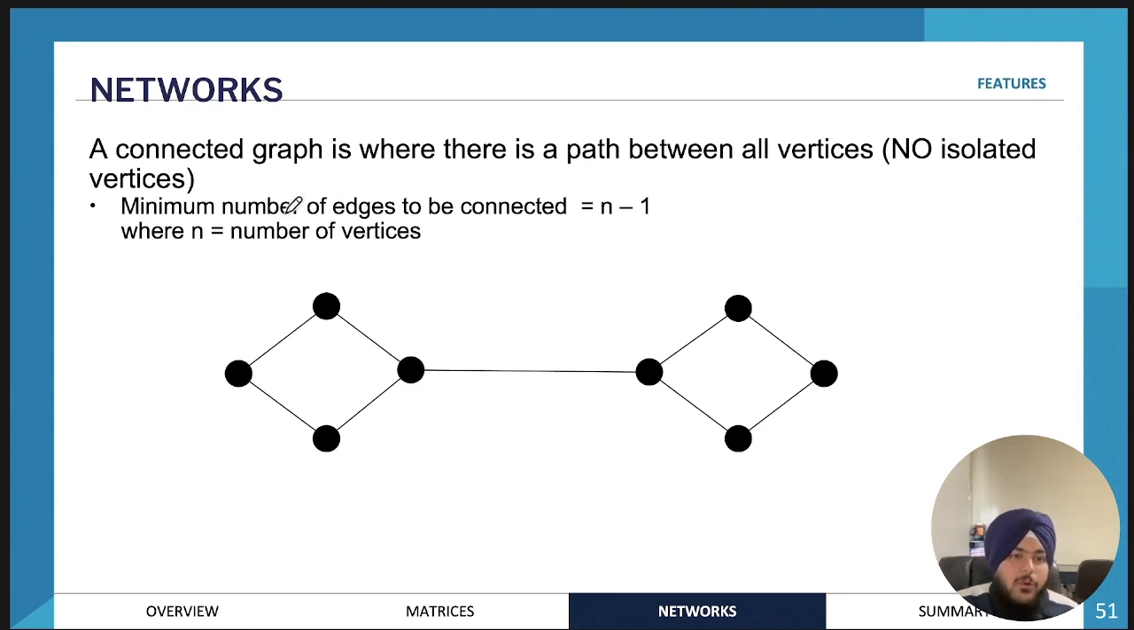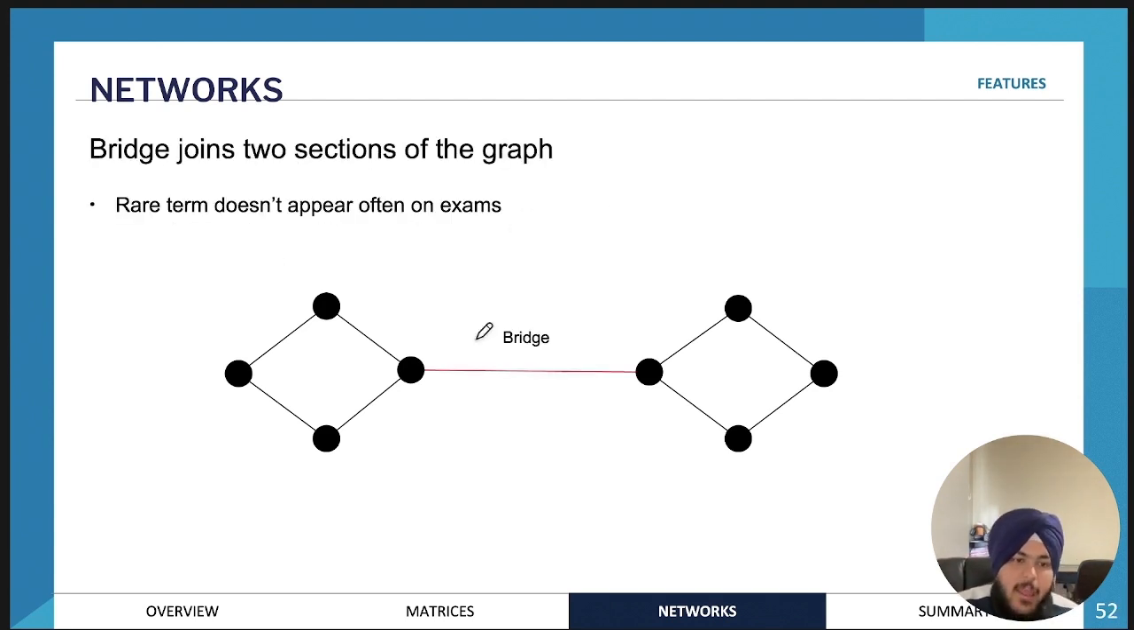So in order to work out the minimum number of edges required, that would just be n minus 1, where n represents the number of vertices. If we have two different graphs almost, and they're connected by a particular line, so for example here, that would be called a bridge. This term doesn't really appear that often on the exam, so don't really stress about that one.